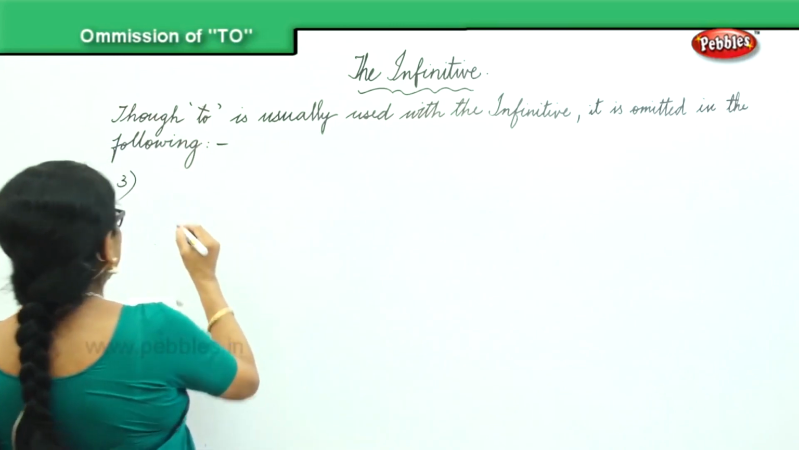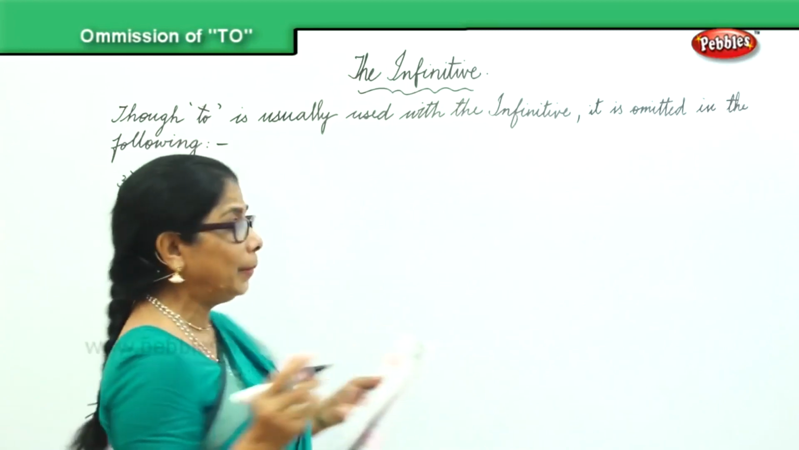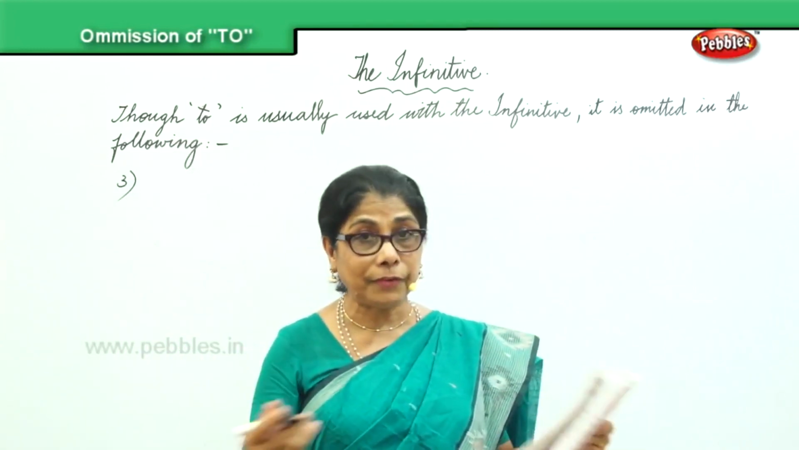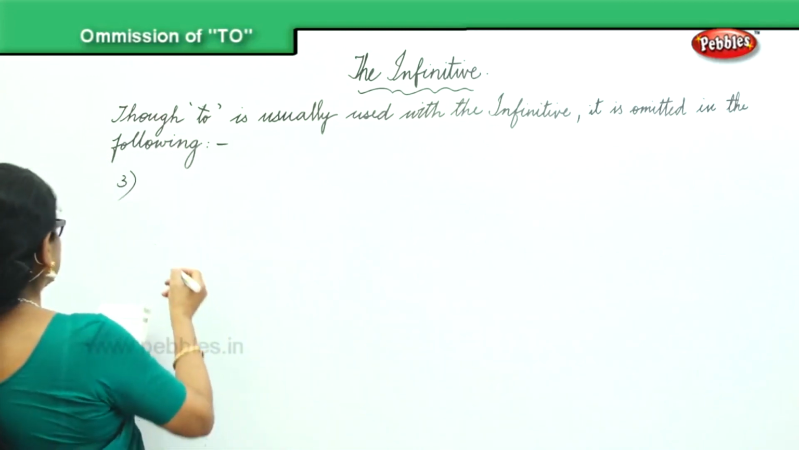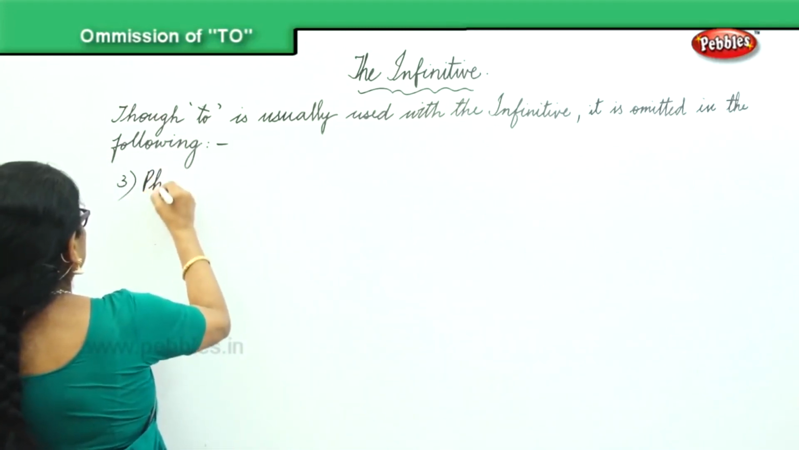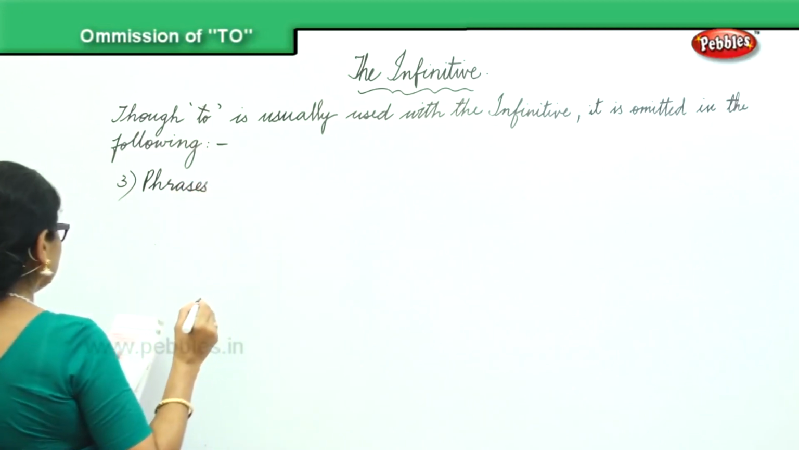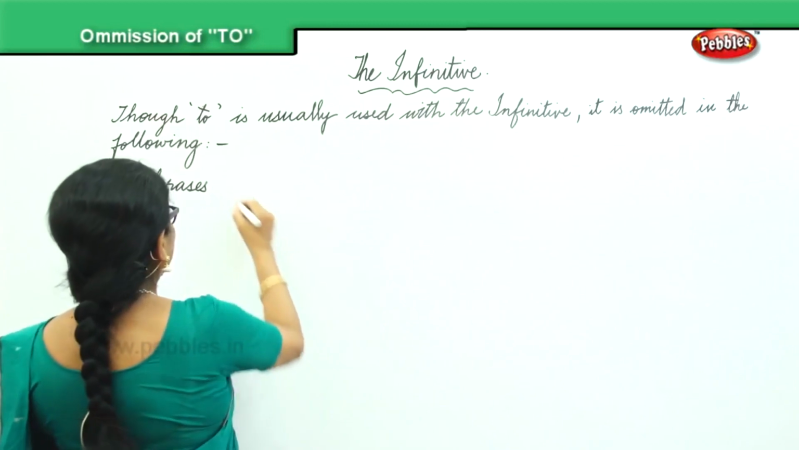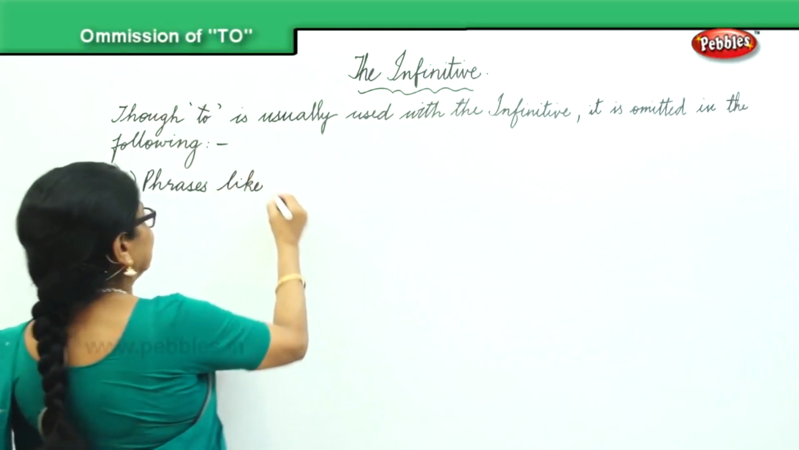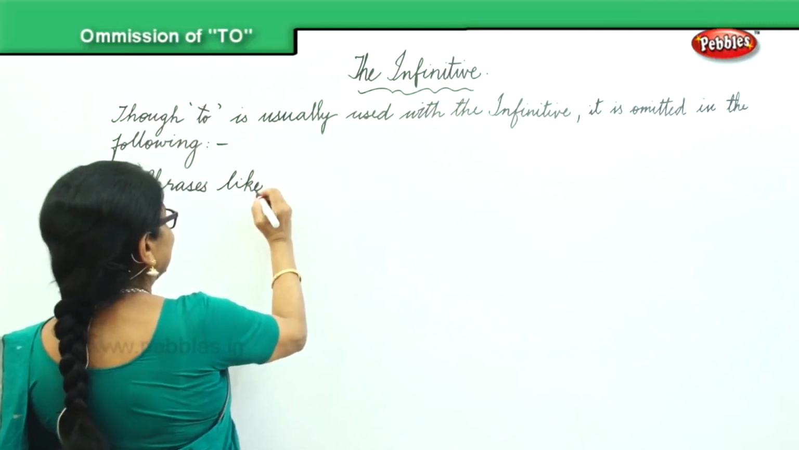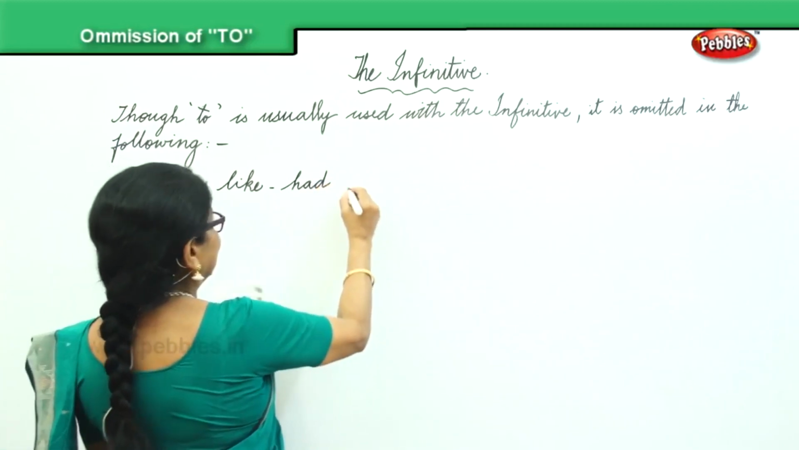These are phrases. When we have more than one word, we say phrases. So we are in forming sentences. When we have phrases, we omit to in the formation of sentences. Phrases like had better.